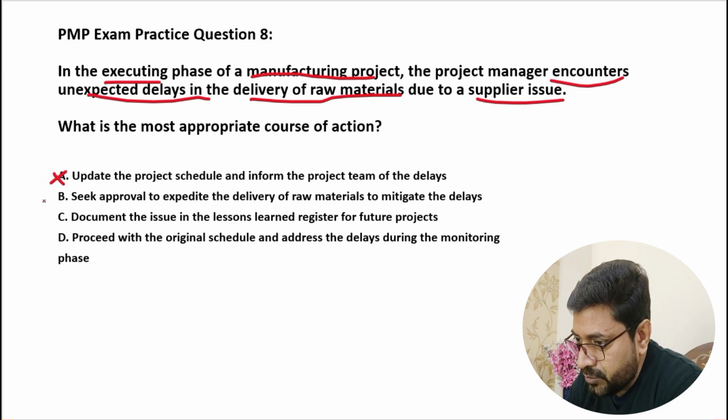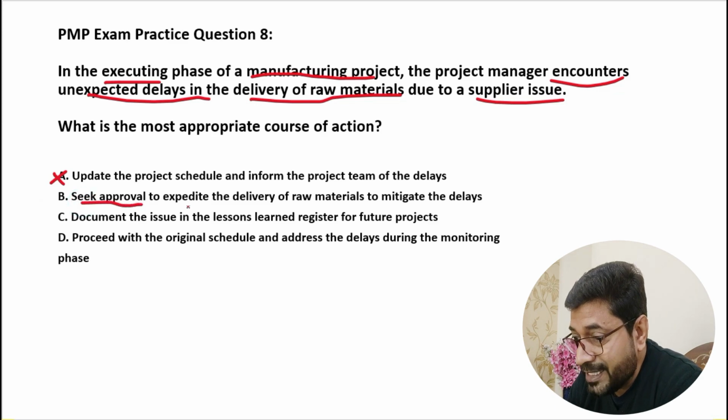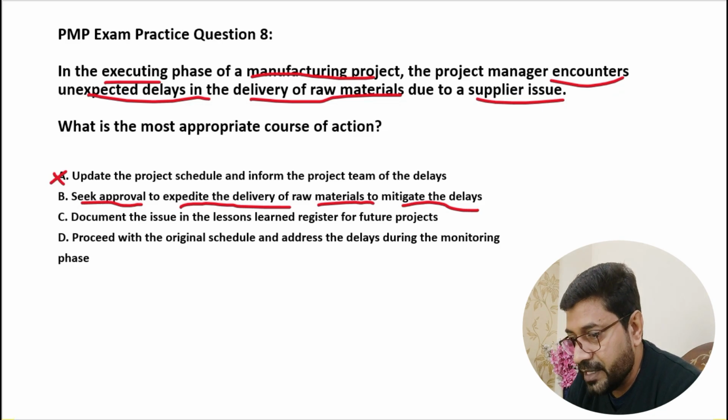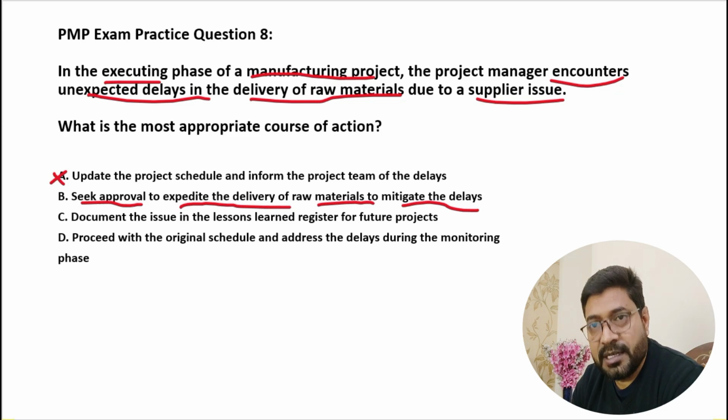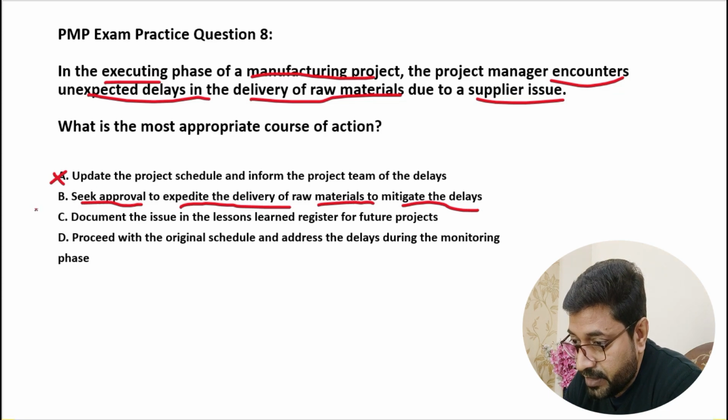B, seek approval to expedite the delivery of raw materials to mitigate the delays. So will this help? Definitely this will help. What we are doing over here is mitigating the delay, we are taking care of the risk, we are seeking the approval to expedite the delivery of the raw materials. That will take care of any unexpected delay in the project schedule. Okay, so this is a very good option to consider.